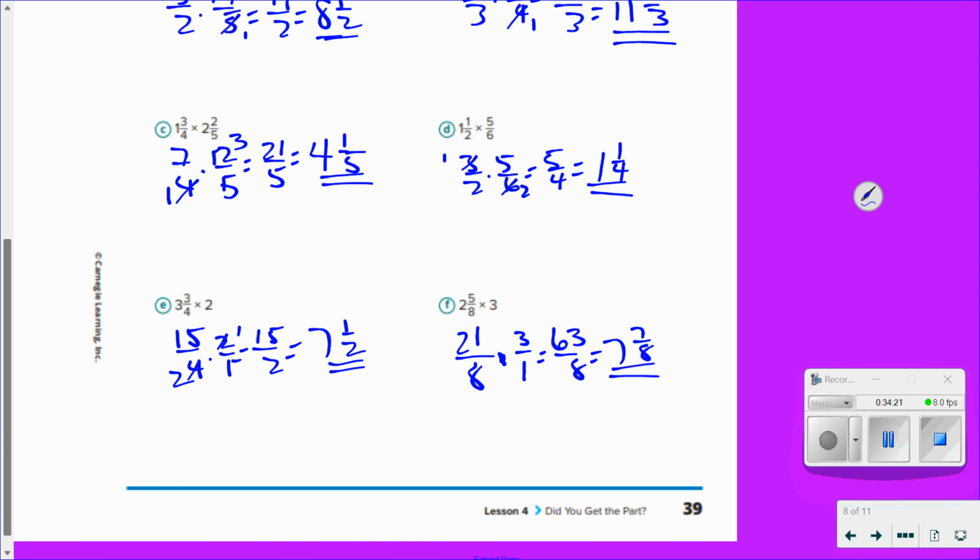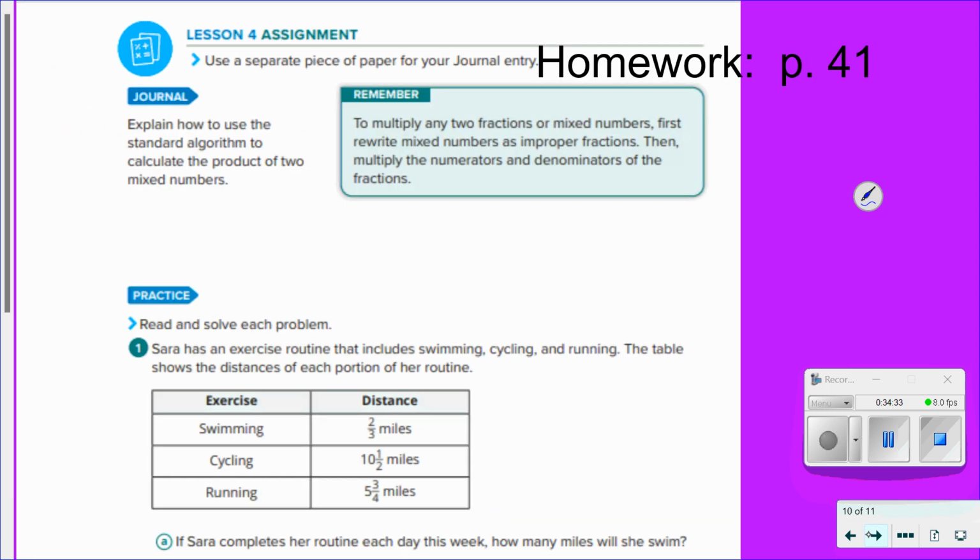So I apologize for going so fast, but that was really just so you can check your answers for those of you that got them all done. If you didn't get them all done, I'd write down the answers and work them out at home to give you some extra practice. But we need to go to the homework. So let's go to page 41.